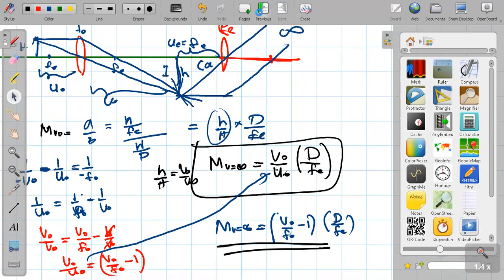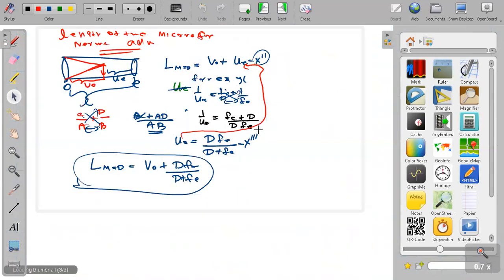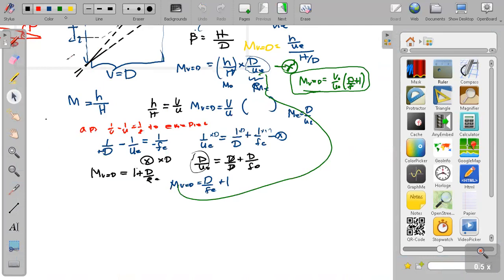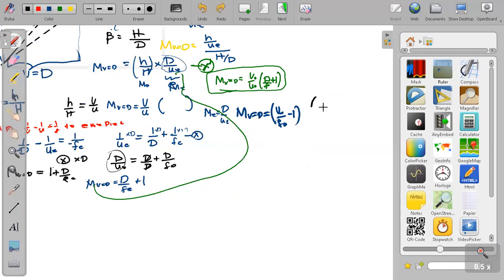For the previous one also you can include this thing there. Here you get this answer, no? For the same thing you can apply again. mv at d equals v naught over f naught minus 1 times d over fe plus 1. You can take it this way too. Write all of it down if you like. For me, this much is enough.